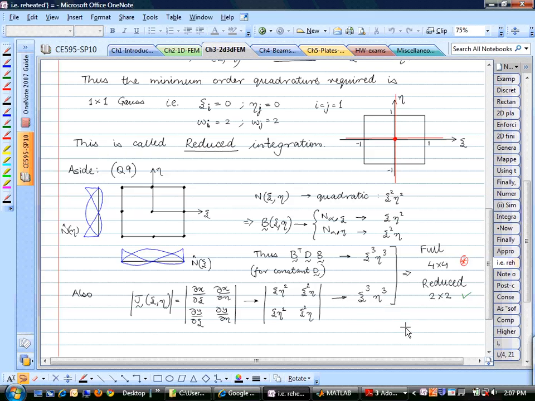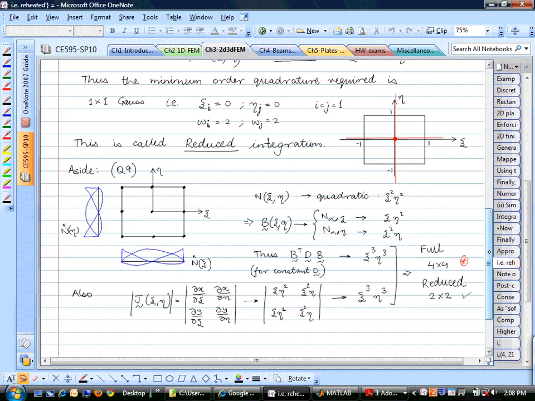What order of Gauss quadrature would be required to integrate a 5th degree polynomial? 3 Gauss points, because it is 2n minus 1. Does that ring a bell? Make sure you understand what is the minimum Gauss quadrature required. If you have 2 points, you can integrate a cubic. If you have 3 points, you can integrate up to a 5th degree polynomial.